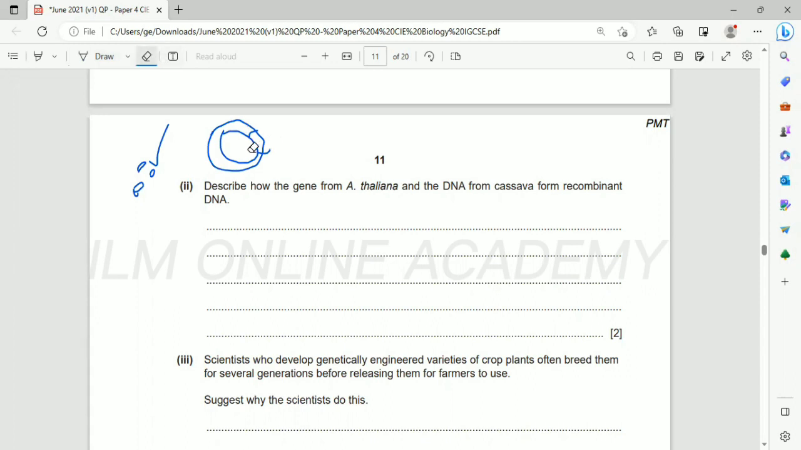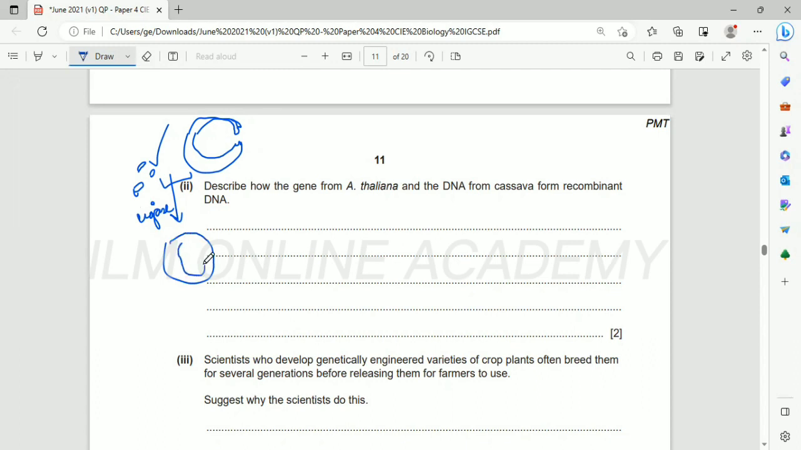Restriction enzyme would do that. Then what will happen? Sticky ends would be generated. So this is the DNA that has been cut, with sticky ends generated. Now what happens is that when we mix these two together, and add ligase as well, the complementary ends are going to bind together, and the DNA that you got now is a recombinant DNA which contains the gene from A. thaliana.